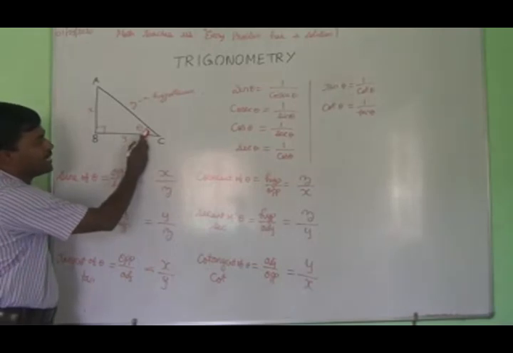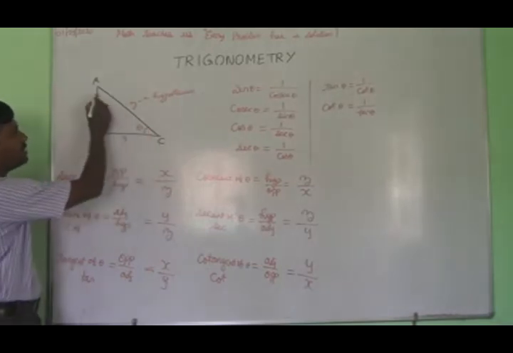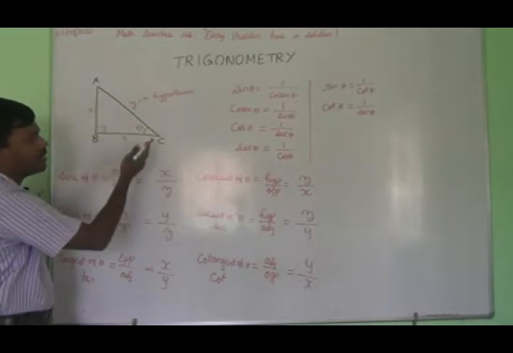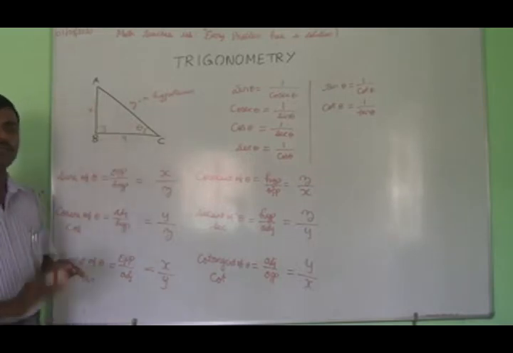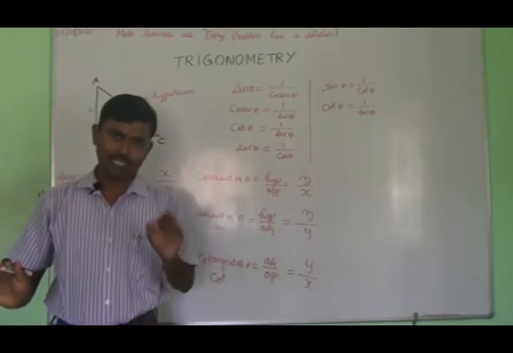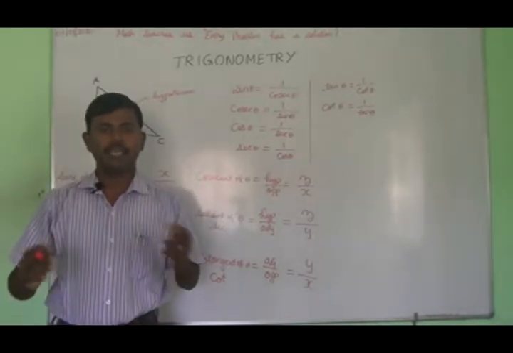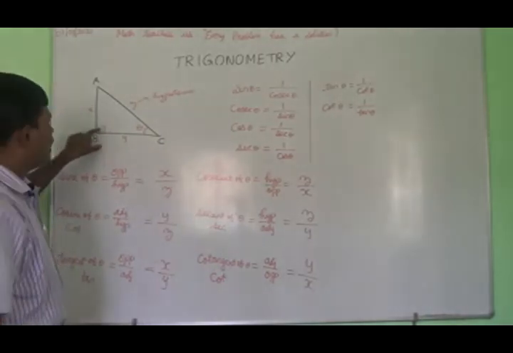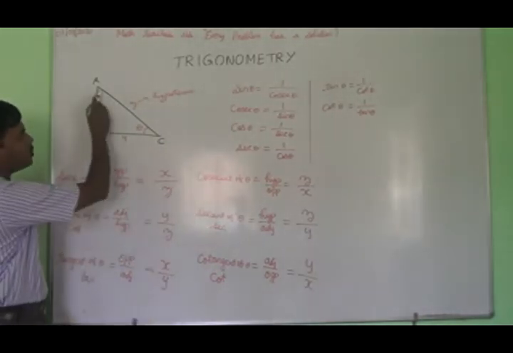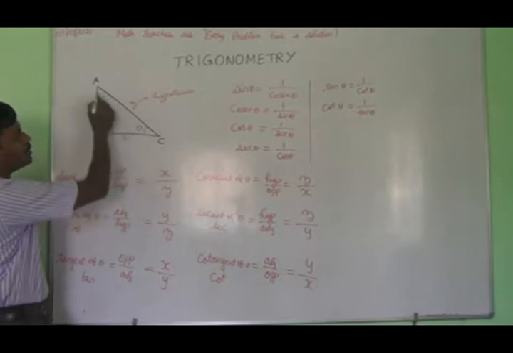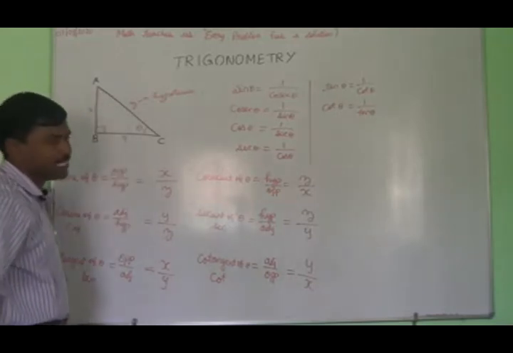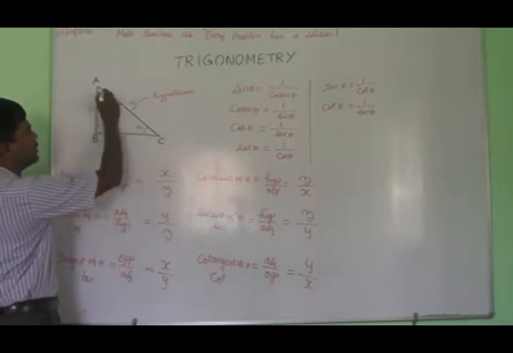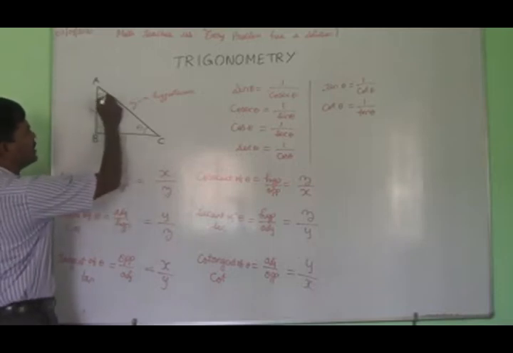If this has to be theta, what can you say about this angle? As you all know, in a triangle, the sum of the three angles is 180. This is 90, and therefore these two angles must add up to give 90. So if this has to be theta, this must be 90 minus theta.